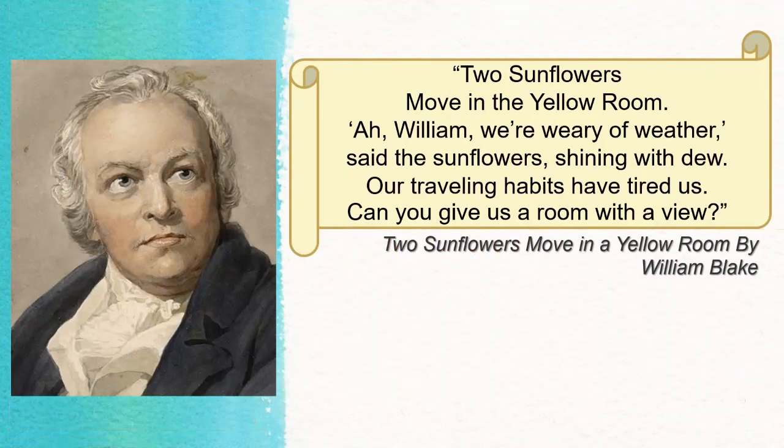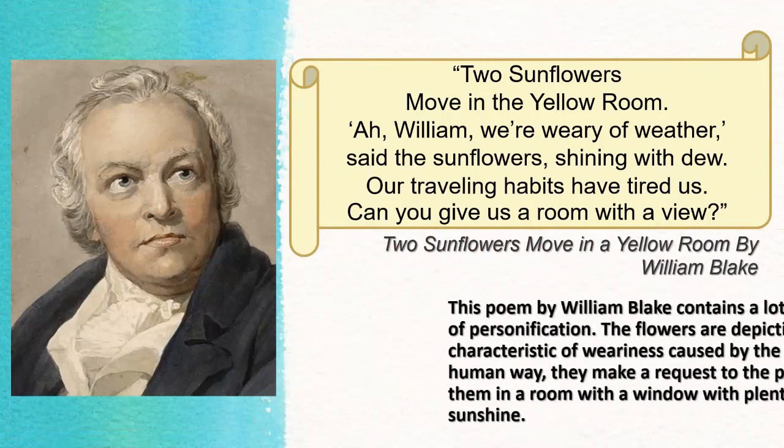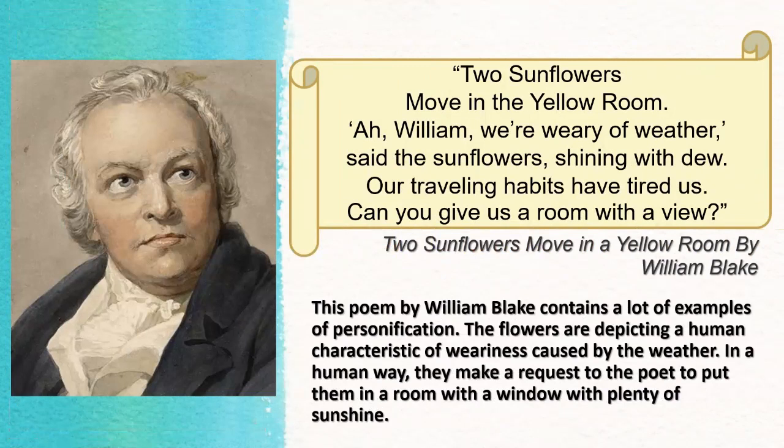This poem by William Blake contains a lot of examples of personification. Yes, correct. Two sunflowers move in a yellow room. How can two sunflowers move? So this is personification, where we attribute human characteristics to inanimate things, like sunflowers. And then the flowers said something. "William, we're weary of weather," so that's also personification.